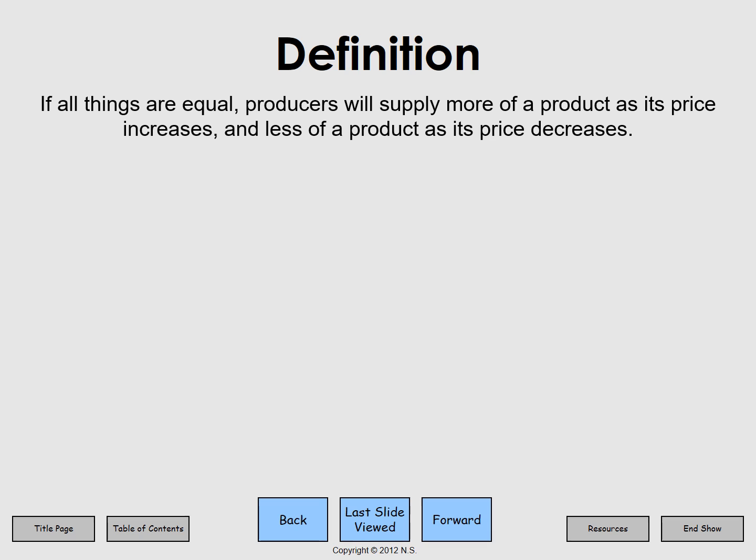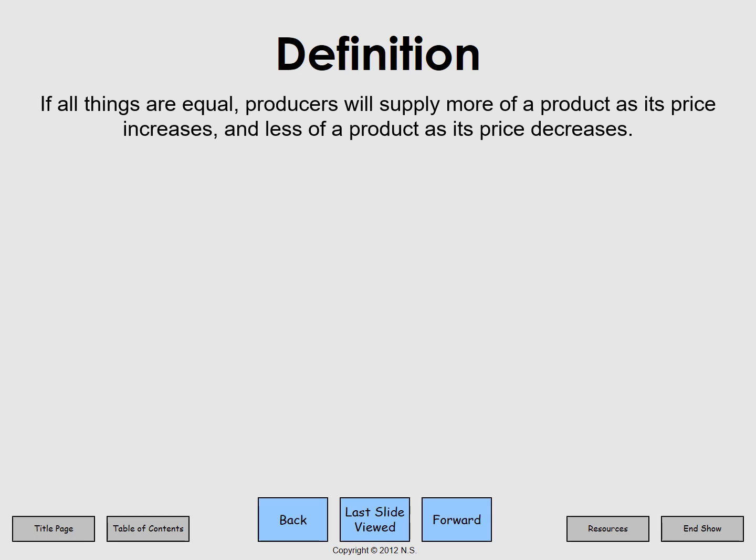If all things are equal, and most of the time when we first look at these it's just going to be price. If the price goes higher, we're going to make more of those, and we just assume that we're going to sell everything we make right now. Eventually we'll put supply and demand together and find that magic point. But right now we're just looking at supply.